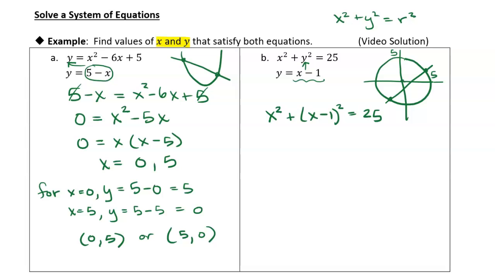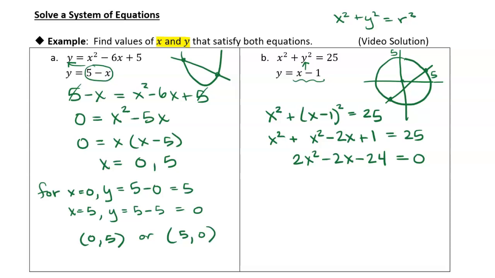Let's expand the (x minus 1) squared first. So that's going to give you x squared minus 2x plus 1 equals 25. Can combine like terms and we'll end up with 2x squared minus 2x plus 1. Well, let's actually do something else. Let's actually subtract 25 from both sides as well, right? And then we'll get minus 24 equals 0, right?